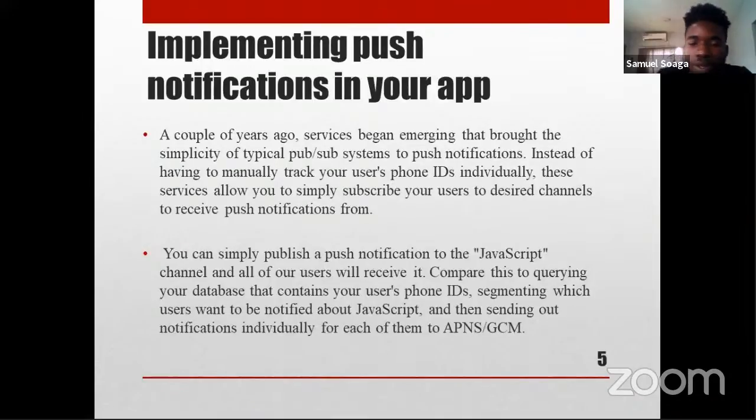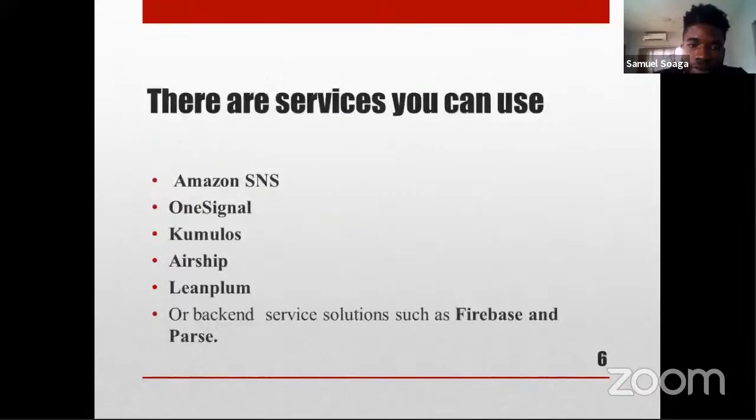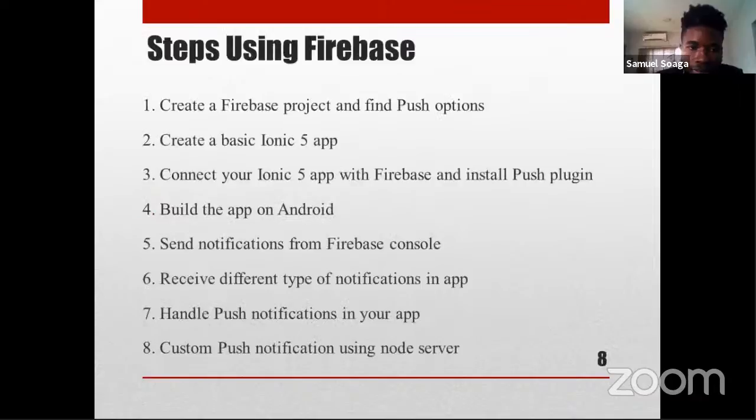And those services allow us to do stuff like that. So once you do that, everybody under the channel Lagos gets the promo adverts that you want to share with them. Some of the services that you can use to push notifications are Amazon SMS, OneSignal, Airship, and Linkworld, or you can even use solutions such as Firebase and Pass. Those even give us more functionality. They allow analytics and stuff like that. And that's Firebase and Pass.